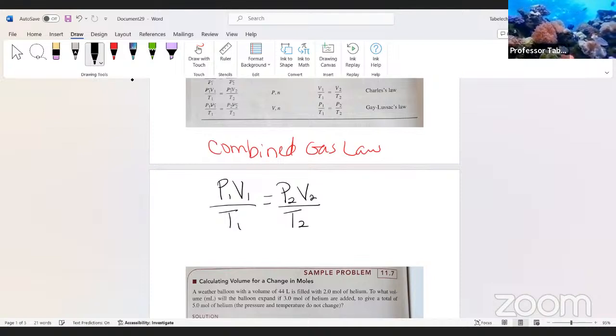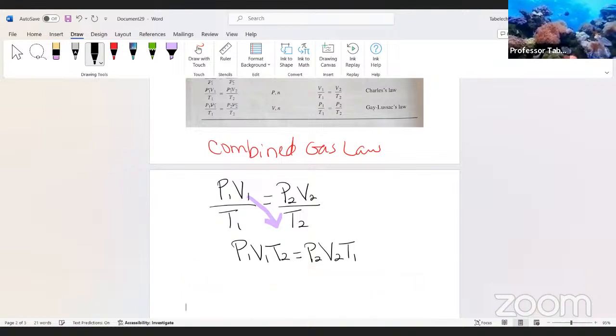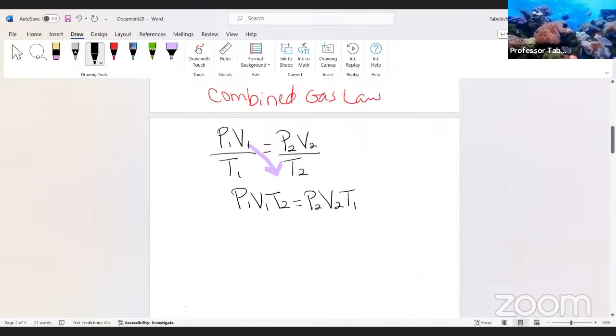But the thing is, I can actually rewrite this to where everything is linear. So that means you're going to cross multiply, okay? What I would end up getting can look something like this, where I have P1 times V1 times T2, which is equal to P2 times V2 times T1, okay? In some books, you will see an example like this in terms of the formula. So it can be written in two different ways, where you are cross multiplying.